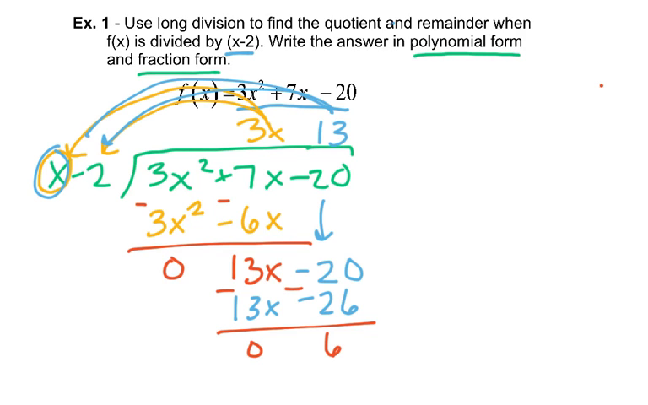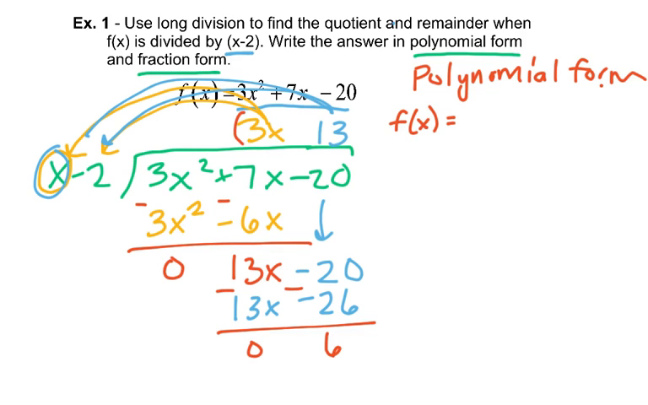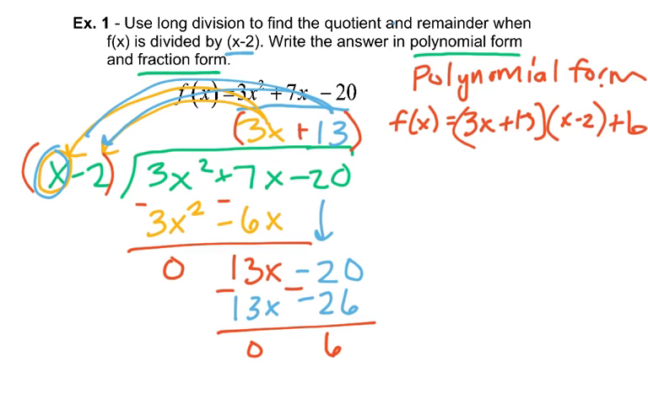Alright, so we are going to have two answers here, and so your polynomial form, all it does is take the f of x and rewrite it. So if we were to rewrite this, it turns out that this piece, which is the result of our division, times this piece, which is the divider, and then plus 6, because that was our remainder, is the polynomial form. Just means what would it equal if we were talking about it being in these factors.